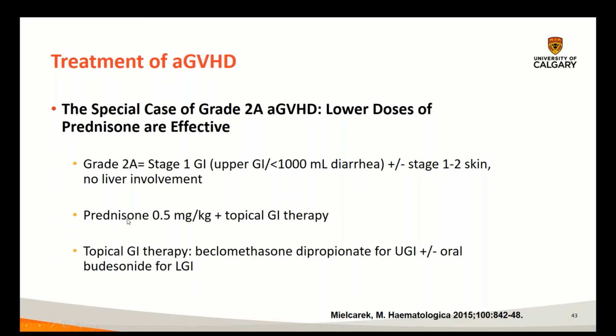And so with grade 2A, it is reasonable to start a lower dose of prednisone, 0.5 milligram per kilogram, and topical GI therapies. And by topical GI therapies, we mean beclomethasone dipropionate for the upper GI tract. This is typically compounded into some sort of oil, so when the patient swallows it, it kind of coats the upper GI tract. And or using oral budesonide. This is a controlled release capsule that was initially made for treatment of inflammatory bowel disease, but can be a very good adjunctive therapy for graft versus host disease of the lower GI tract.